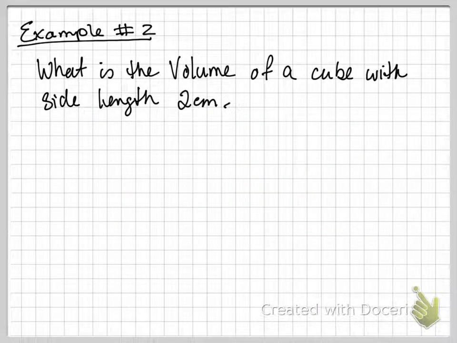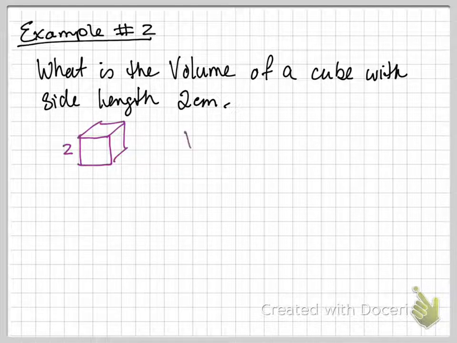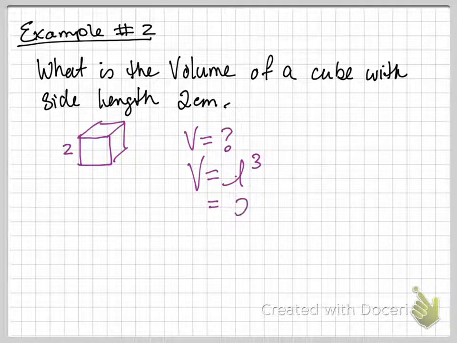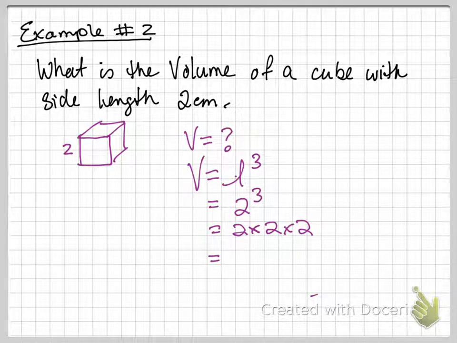And just another simple example of how we can apply this knowledge. So if we have another cube, drawn according to the squares, and its side length is 2 centimeters. What is the volume? So remember, volume of a cube is equal to the length cubed. So this is going to be 2 cubed. 2 cubed is equal to 2 times 2 times 2, which means 2 times 2 is 4, and 4 times 2 is 8. So the volume of that cube is going to be 8 centimeters cubed.